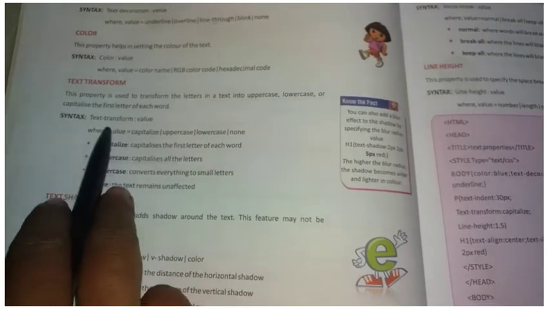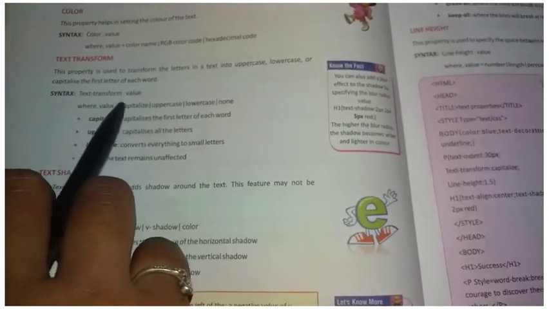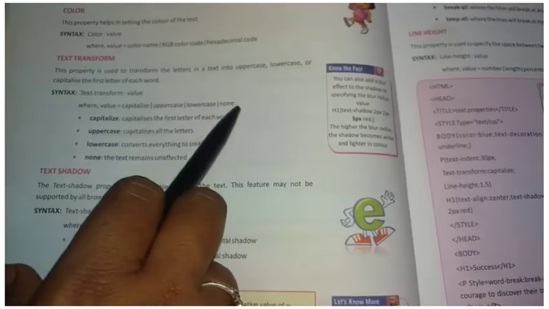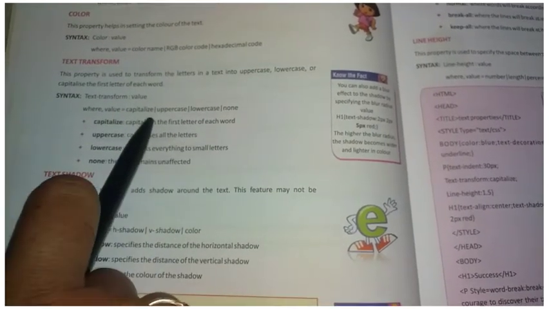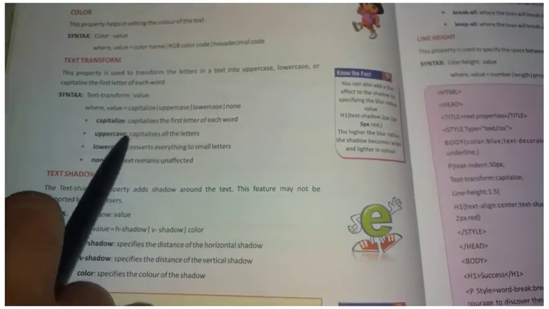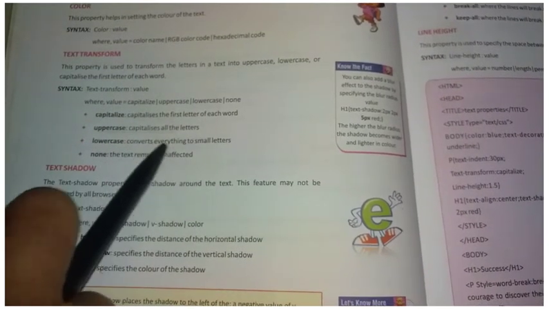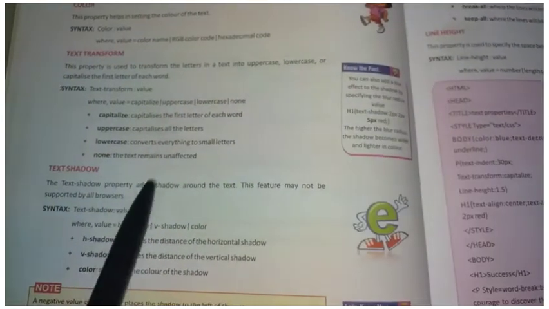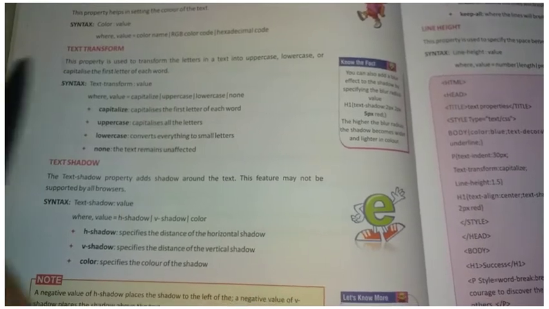So here text transform colon value, where value equals capitalize, uppercase, lowercase or none. Capitalize means the first letter of each word will be capitalized. Uppercase means all letters will be in uppercase. Lowercase means everything in lowercase letters. None means it won't change. It will be displayed just as we have typed the program.